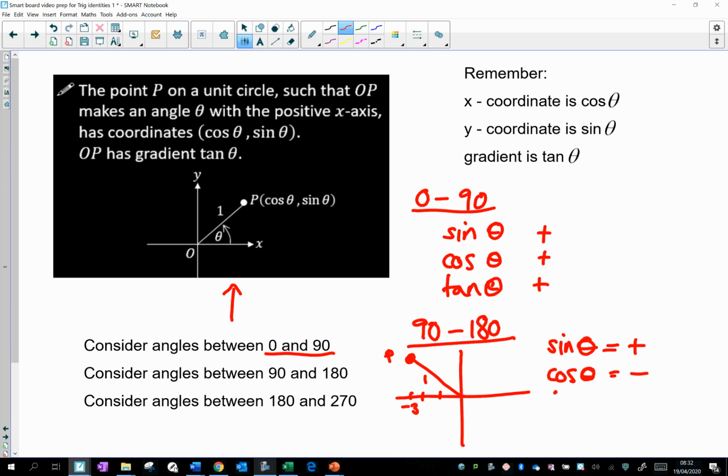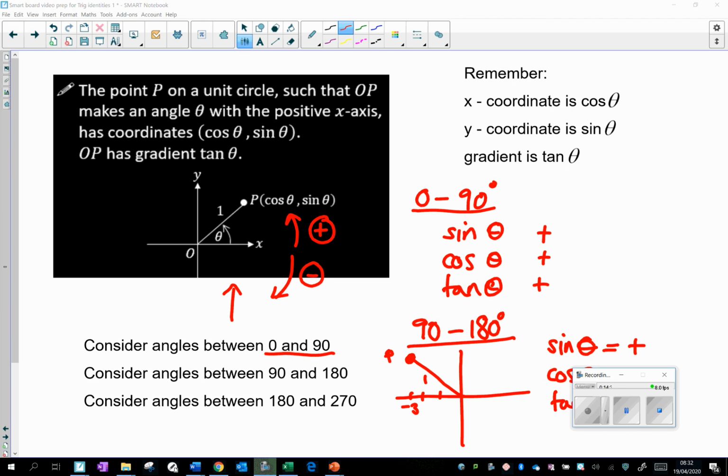We're only interested in the signs. Tan theta, if we think about that one, the gradient of this line that I've just drawn is negative. So between 90 and 180 degrees, sine is positive, cos is negative and tan is negative. Oh, I'll tell you what I forgot to tell you: going round in this direction, we call this a positive angle. If we go in the opposite direction, we call that a negative angle. We'll come back to that later.